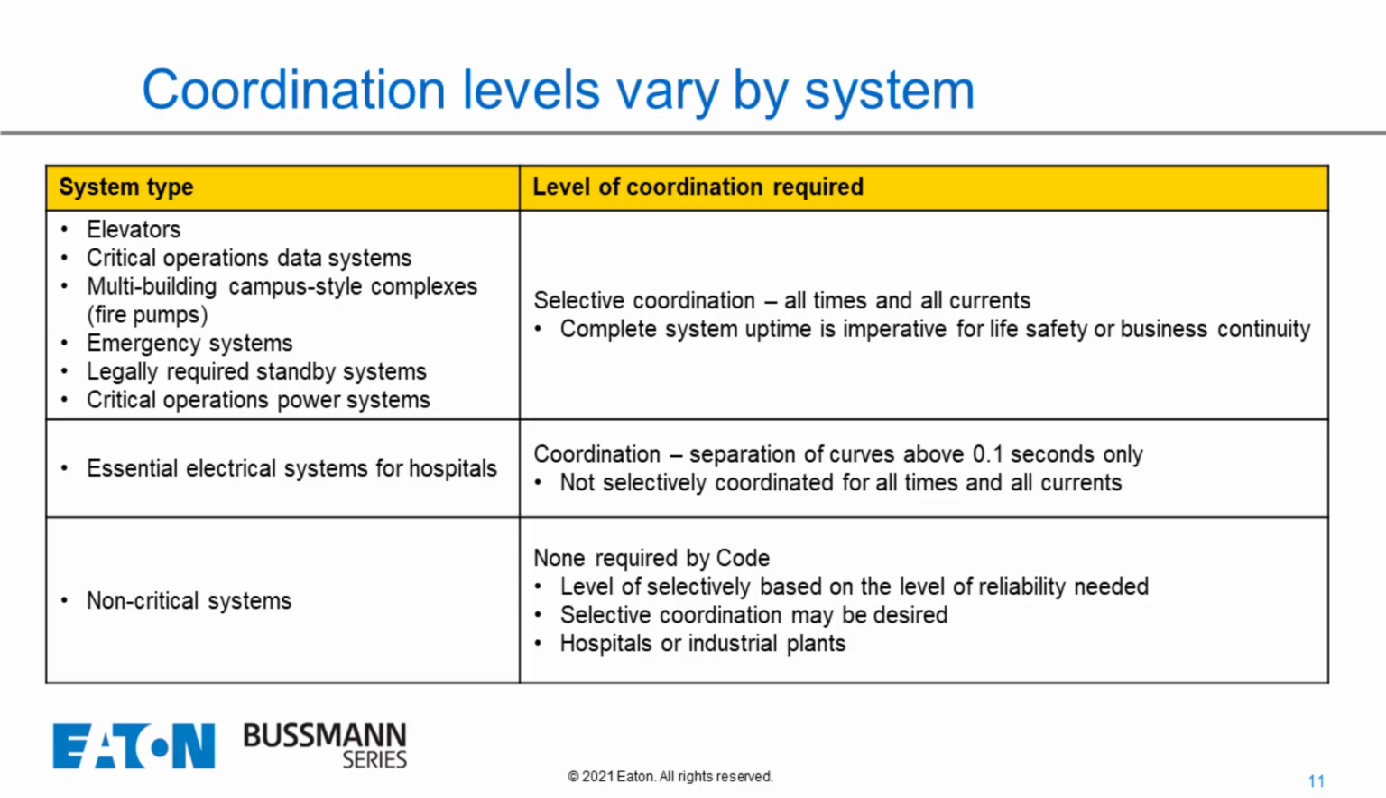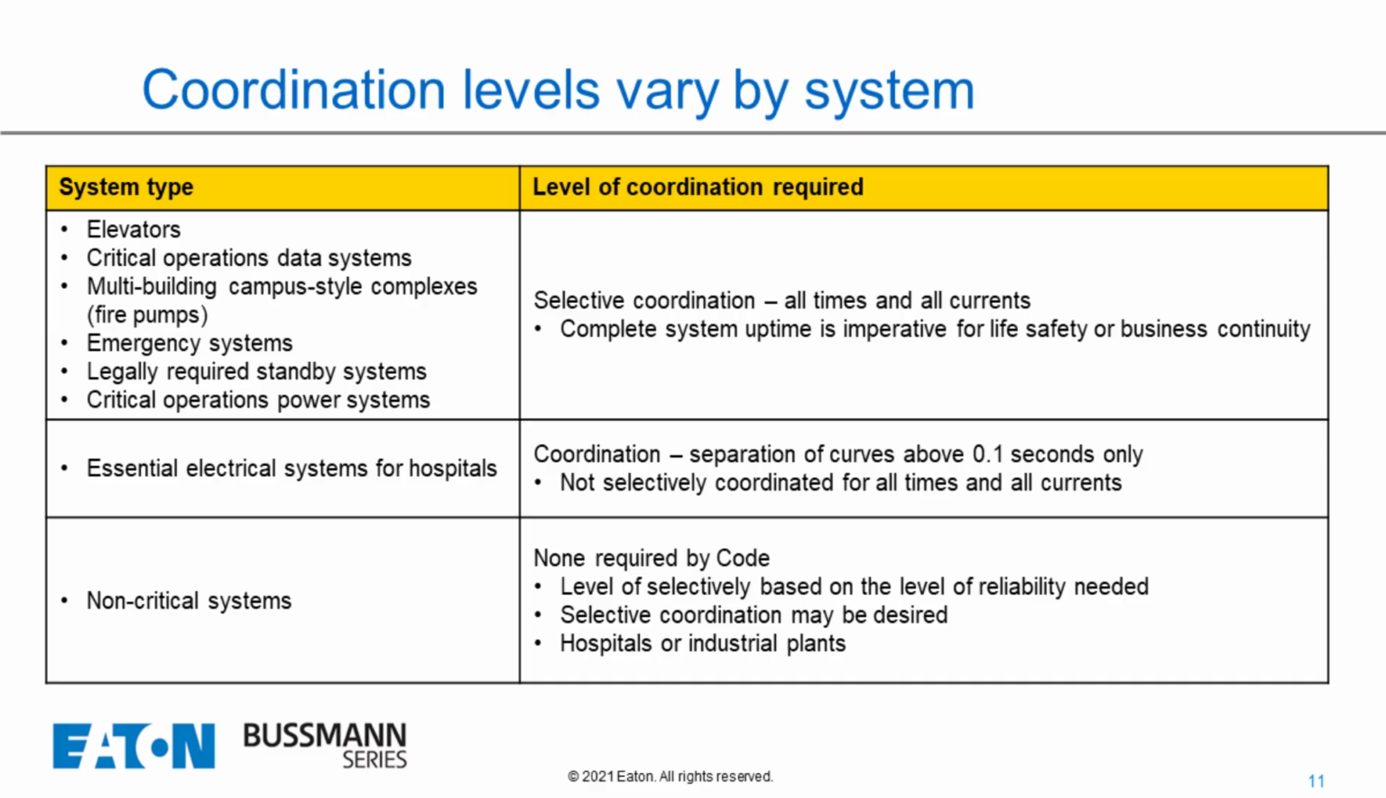All right, so let's look really quick and summarize the National Electrical Code. Elevators need to be selectively coordinated when we're using 2 or more elevators. Critical operating data systems, multi-building campus styles, basically your fire pumps, emergency systems, legally required standby systems, and critical operating systems all have to be selectively coordinated and are required based on the National Electrical Code.